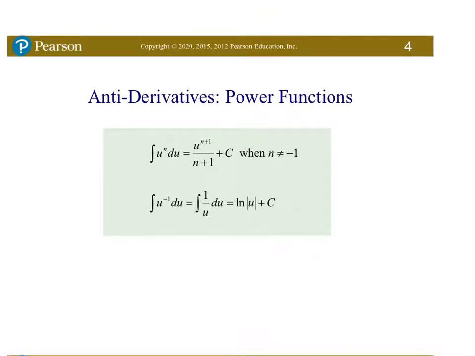When you have a power, you raise the power by 1 and then divide by the new power, as long as n is not equal to -1. Because when n is equal to -1, the new power would be 0, and you can't divide by 0. So what do you do when n is equal to -1? Well, that's the situation here. You can't use the power function. You have to write it as a fraction, and then take the antiderivative using the natural log definition. The natural log is defined with those absolute values. That's part of the requirement, and then plus c.